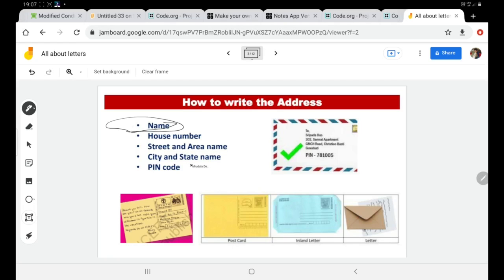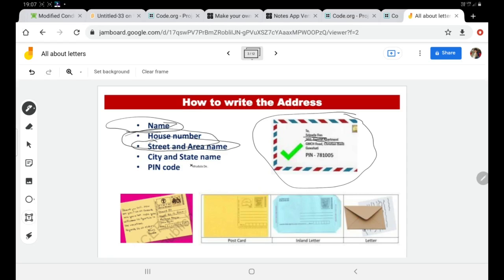First we write the name. Like you can see in the sample one, we need to write the name. You can see like Sipida Das, and house number, which apartment and which floor, like you can think guys. And like here you can see 300 Samrat Apartment, and street and area name.